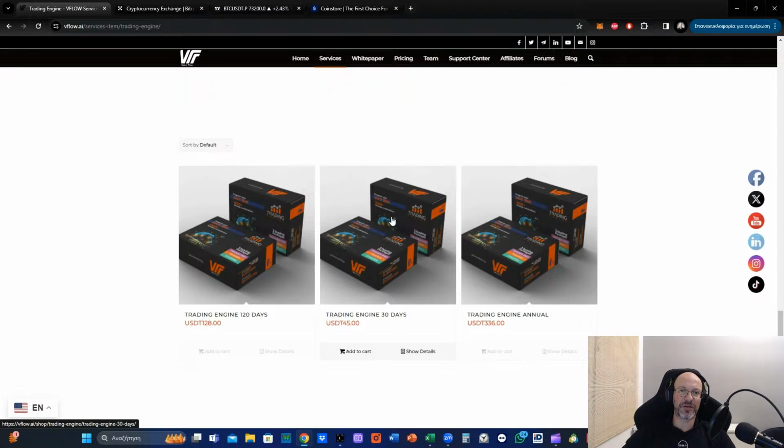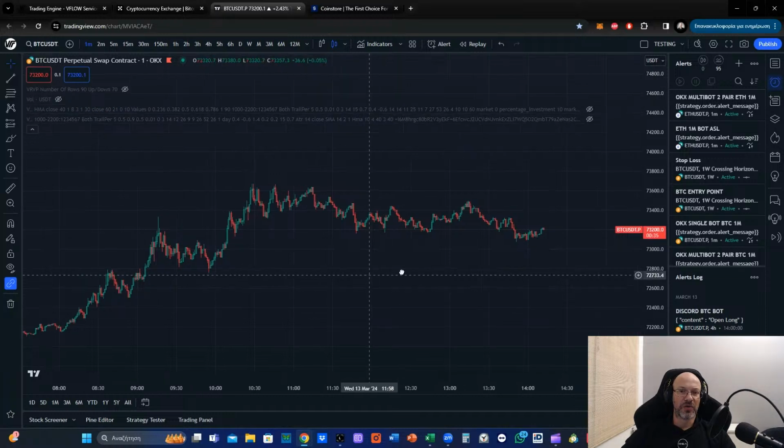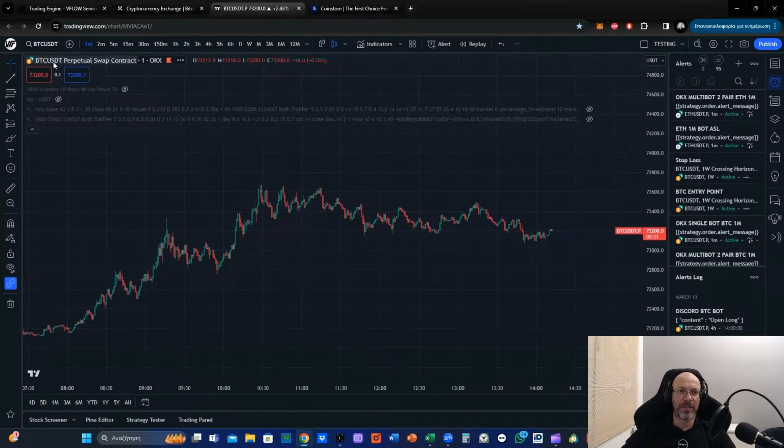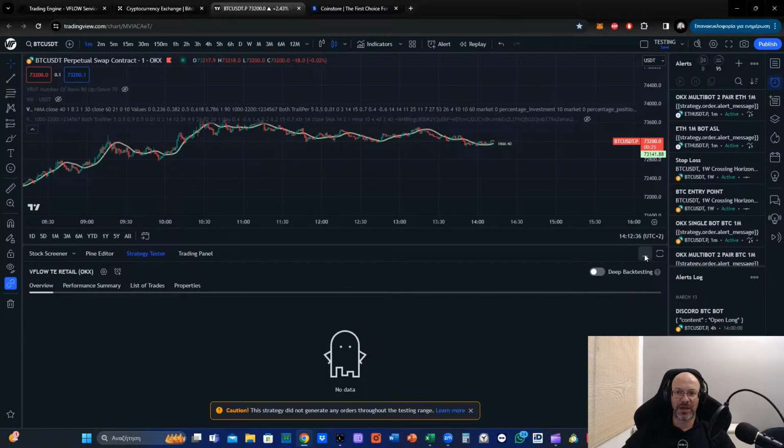And once you purchase the trading engine, you can then add it to TradingView. So you can go then to indicators, and if you go to indicators and invite-only scripts, you will find the VFLOW trading engine there. So now we are taking a look at the Bitcoin USDT 1-minute chart. We don't have anything on. We're just now going to turn on the VFLOW trading engine.